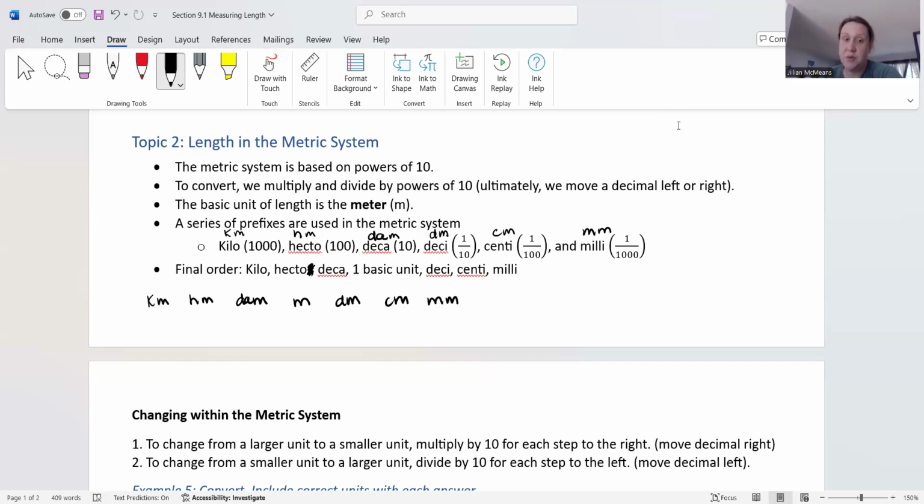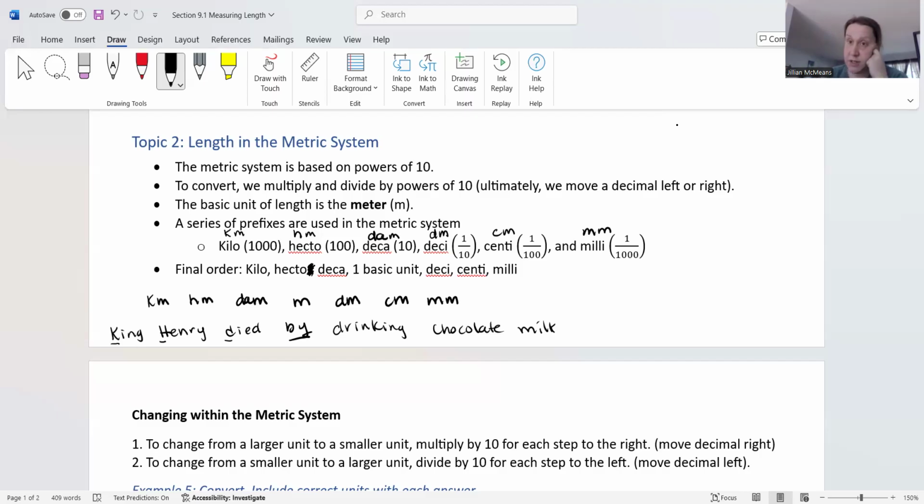Now, there is a way to remember what this is. It's not an acronym, but a saying that means something. You can think King, it's kind of grim, but King Henry died by, I'll explain by in just a second, King Henry died by drinking chocolate milk. So the K in King stands for kilo, the H in Henry stands for hecto, the D in died stands for deca, the B in by stands for basic unit. The basic unit of length is a meter.